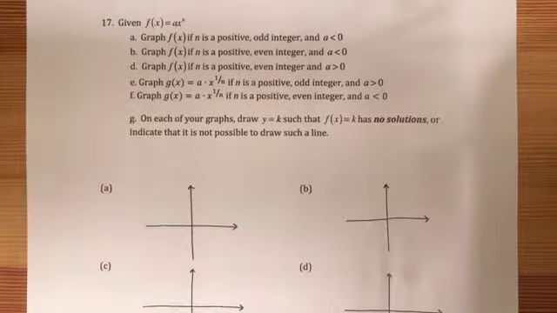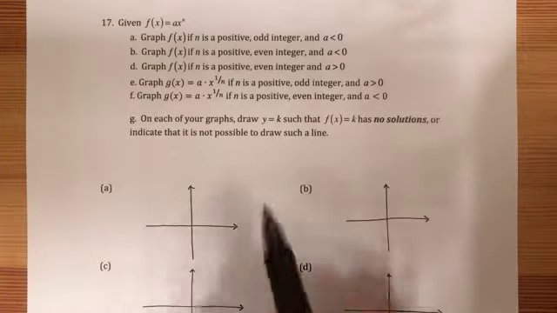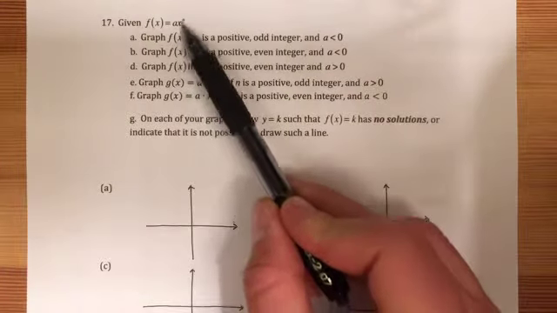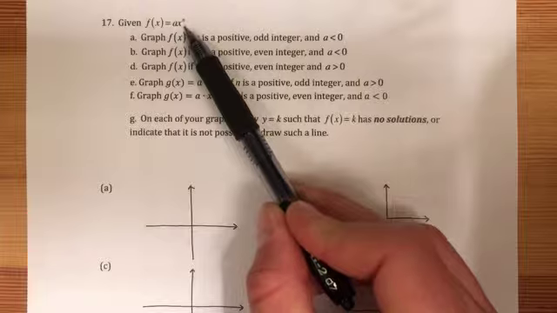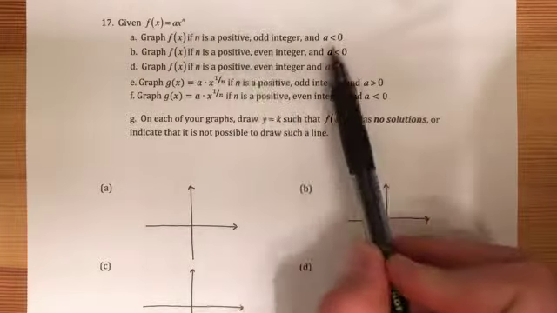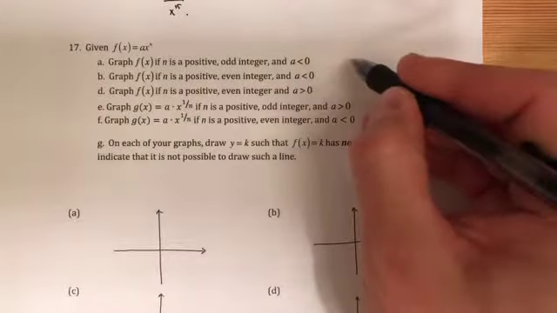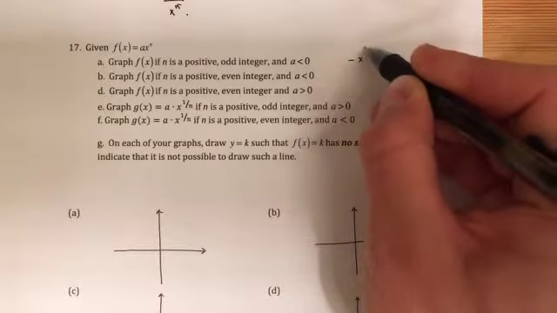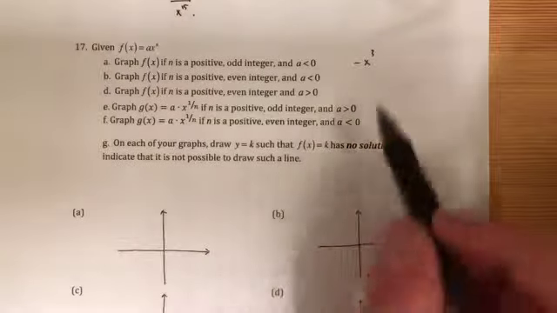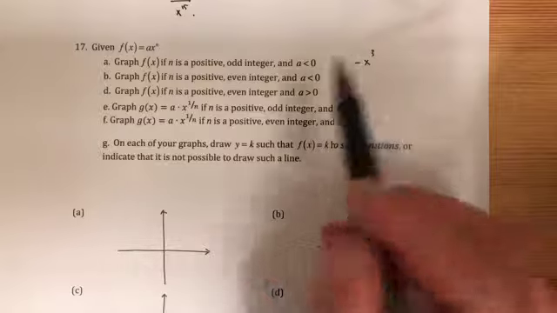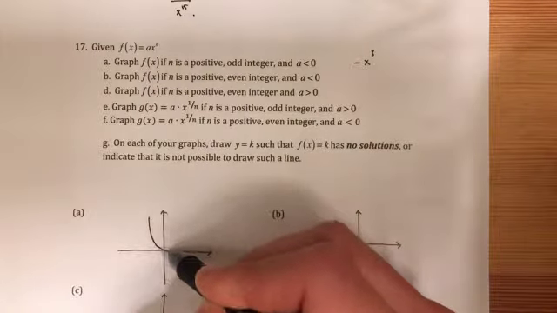17 says, A, graph f of x if n is a positive odd integer and a is less than 0. So one example would be like negative x cubed, right? Because we've got a positive odd integer and a is less than 0. So that would look like this.